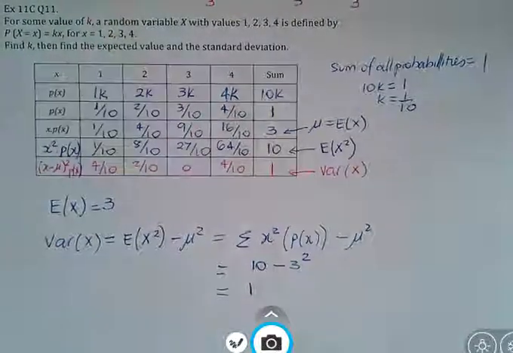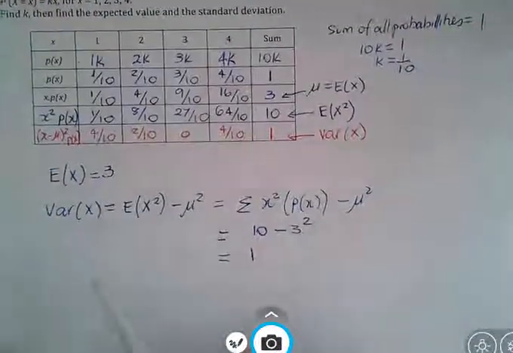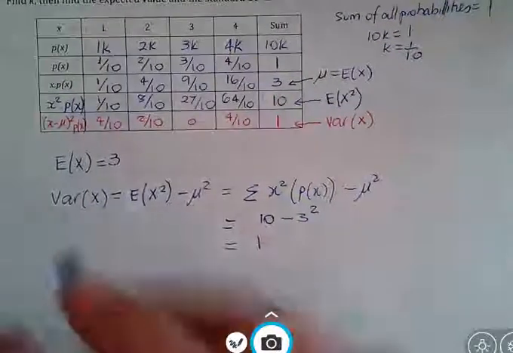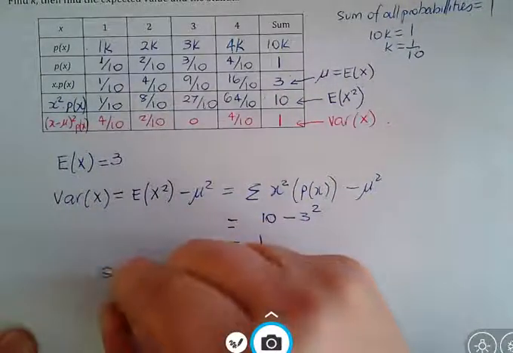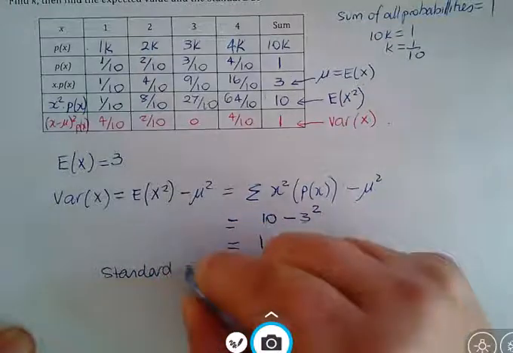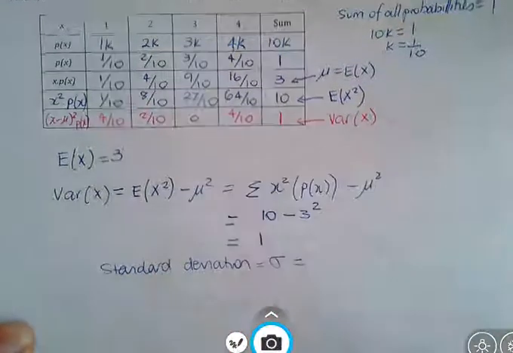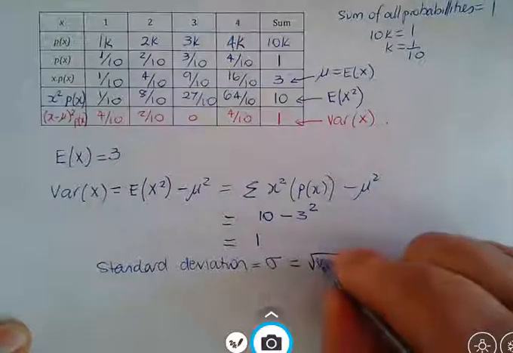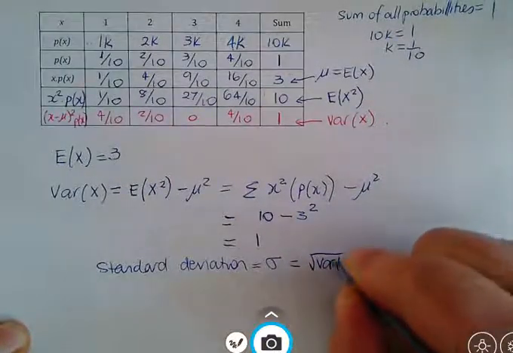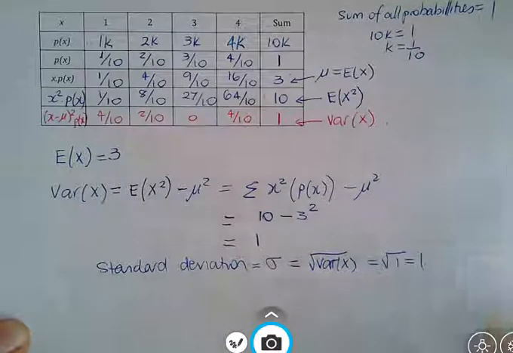So you've got your two different methods there. You can use either method, and so therefore your standard deviation is the square root of the variance. It's got symbol sigma. It's the square root of your variance of x, which is the square root of 1, which is 1. Okay.